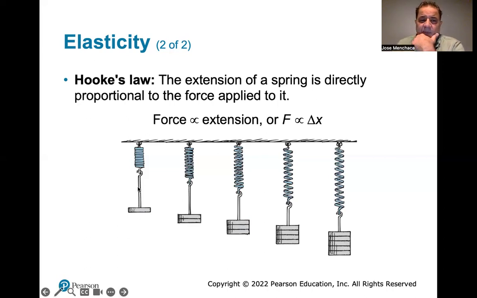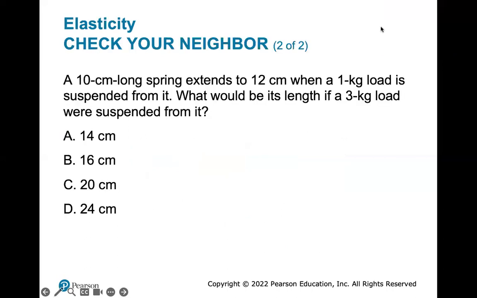So, if you put a little bit of weight, you're going to stretch this spring a little bit. A little more weight, you stretch it more, and so on. Let me dismiss that. A 10-centimeter long spring extends to 12 centimeters when a 1 kilogram load is suspended from it. What would be its length if a 3 kilogram load were suspended from it?